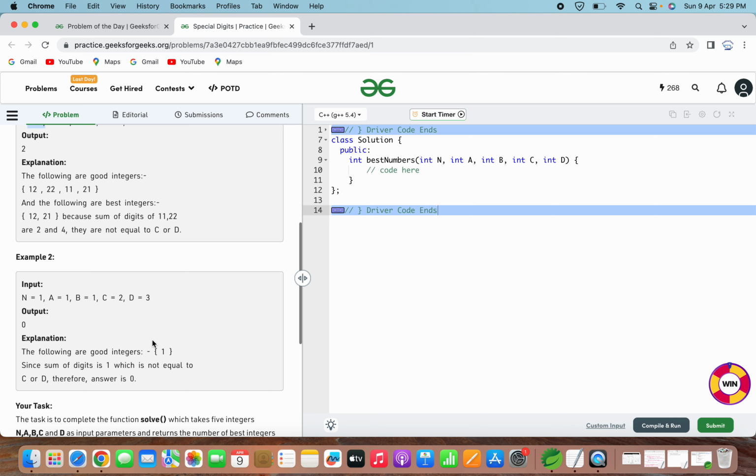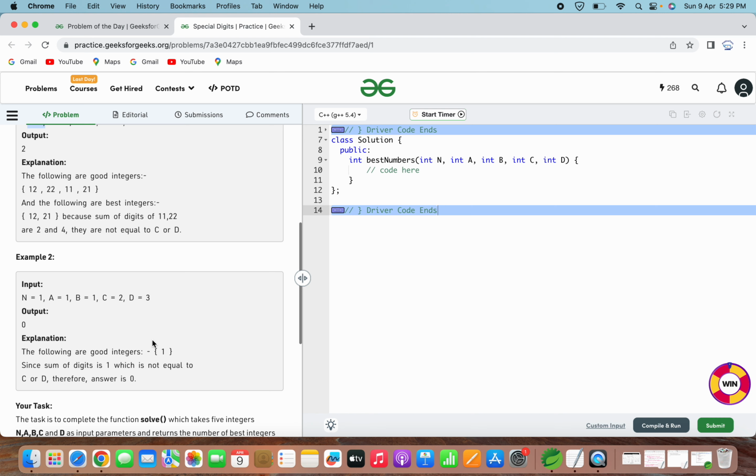To solve this problem, we iterate through all the possible values of i and calculate the good number and the corresponding sum. For each sum, we check whether it is the best number or not. How do we do it? We do this by checking whether it contains either C or D as a digit.